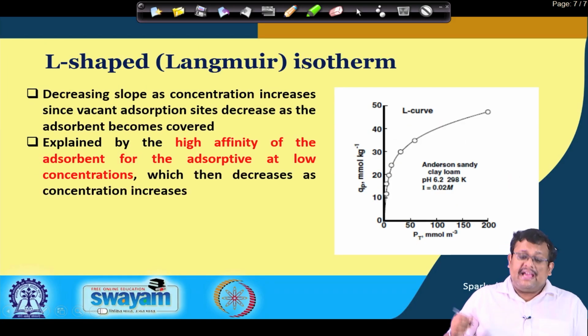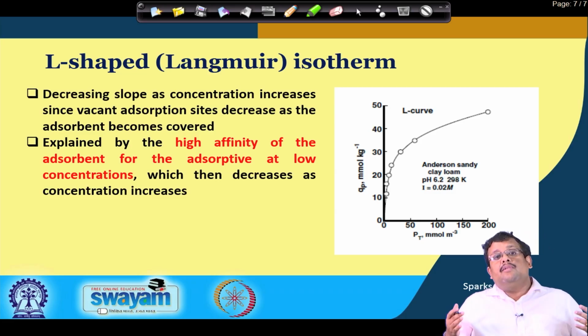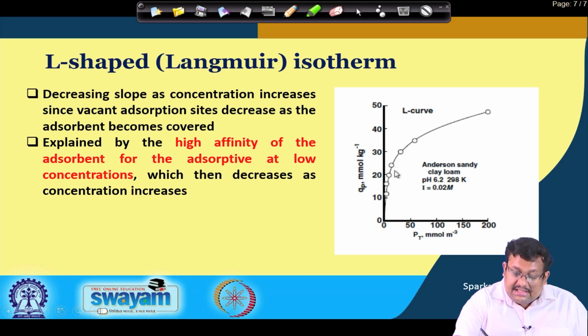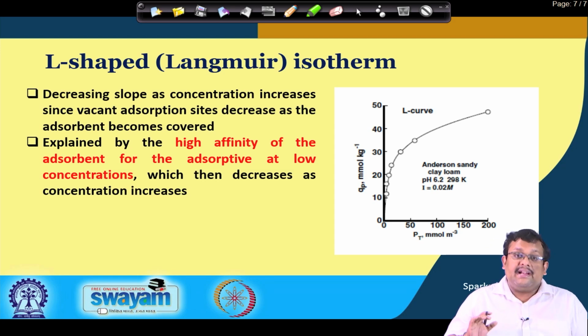Now, L shaped or Langmuir isotherm we have discussed, it is basically decreasing the slope as concentration increases, since vacant adsorption sites decrease as the adsorbent becomes covered. As we can see, it is basically decreasing as the concentration is increasing. Now, this is explained by the high affinity of the adsorbent for the adsorptive at low concentration, which then decreases as the concentration increases. So, basically that follows the Langmuir isotherm.